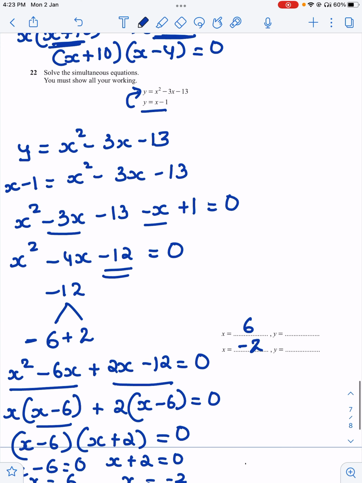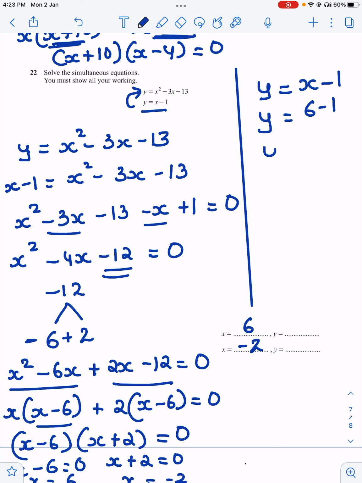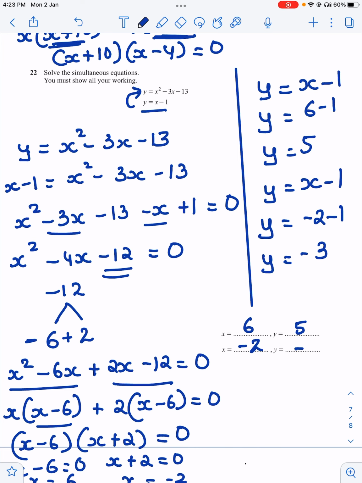What do I do? I take the easiest equation. y is equal to x minus 1. y is equal to first number 6 minus 1. y is equal to 5. I get the first value. y is equal to x minus 1. y is equal to minus 2 minus 1. y is equal to minus 3. I get the second value.